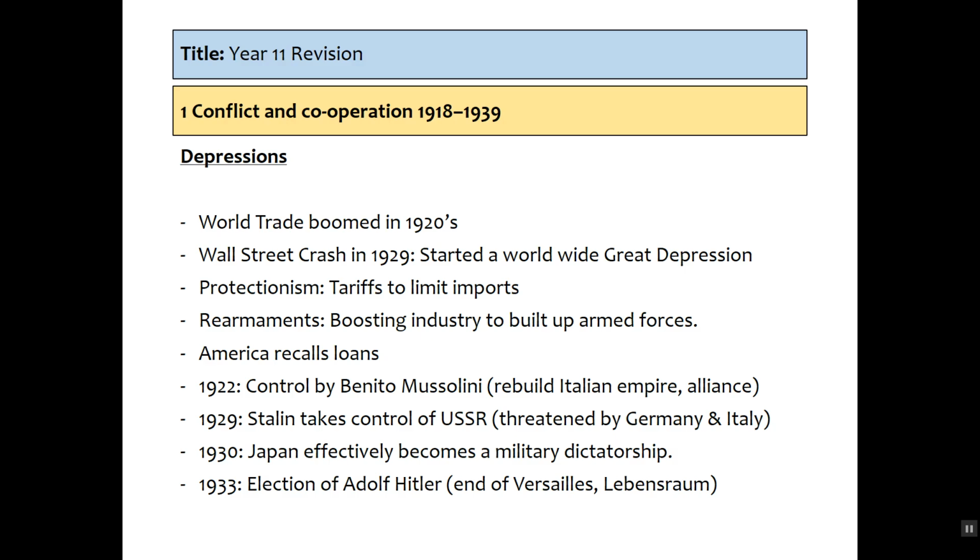We've got the emergence of powerful dictatorships. In 1922, Italy comes under the control of Benito Mussolini, with the aim of rebuilding the Italian Empire. In 1929, Stalin takes over from Lenin.